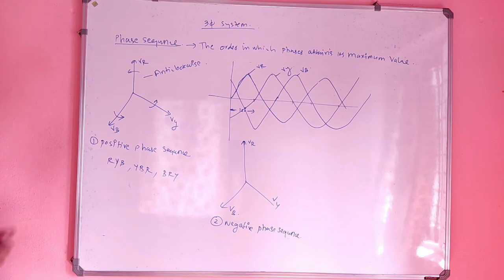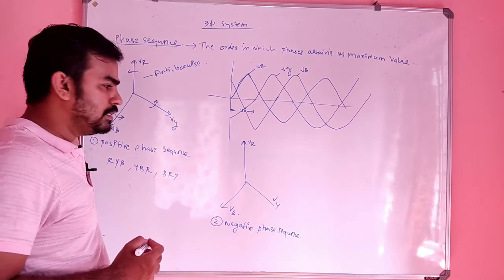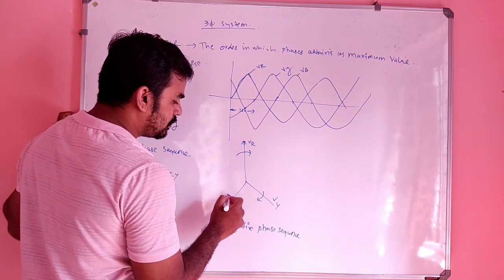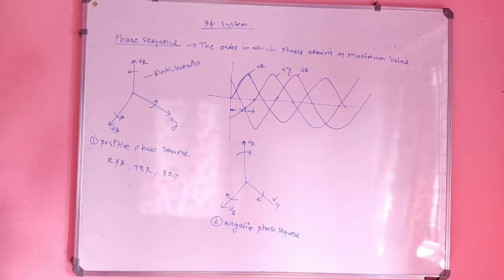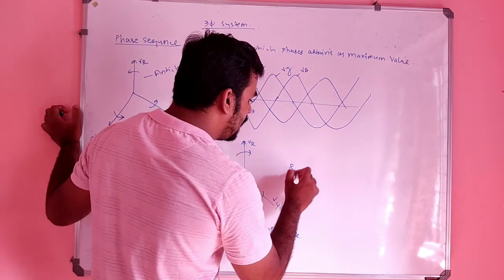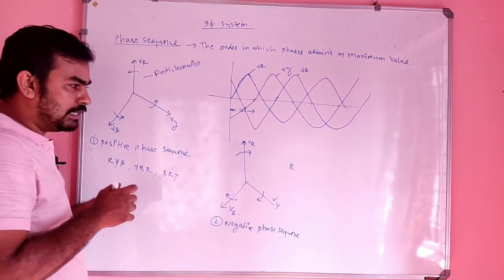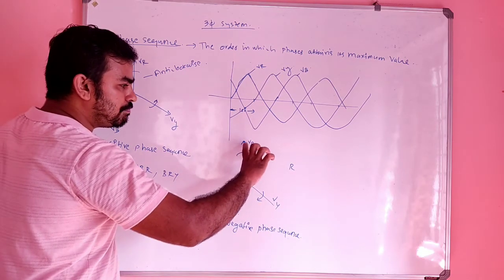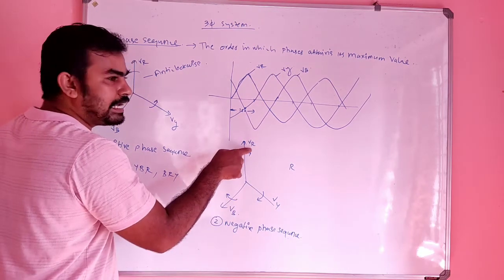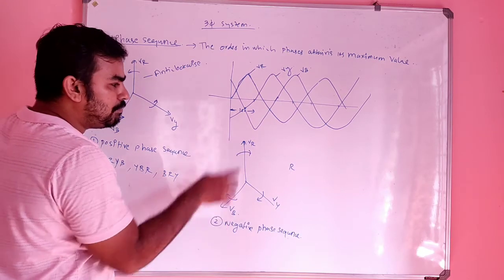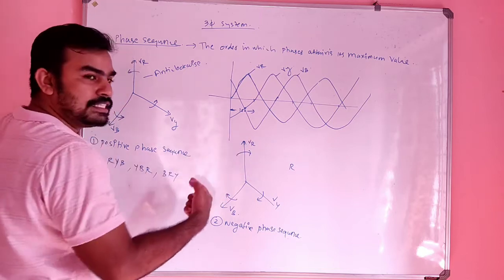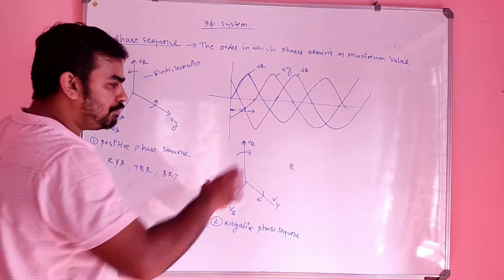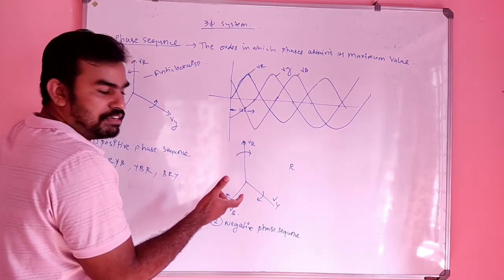Another phase sequence is called a negative phase sequence. The meaning of negative phase sequence is that the phasors are rotating in the clockwise direction. Suppose you take the reference vector as R. If you turn this vector in the clockwise direction by 120 degrees, this B will come back to the position of R. If you turn this vector in clockwise 120 degree rotation, what happens?